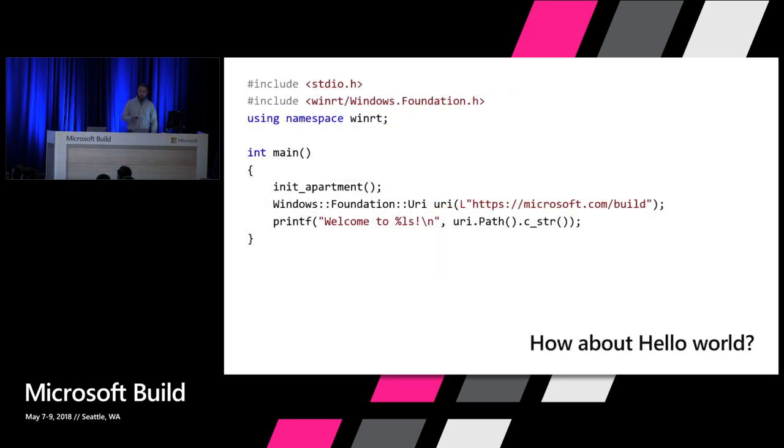As an example, let's look at this little bit of code here. This is just a simple console app. I'm not really focusing on the code, but on how the code is compiled. So I'm calling printf, which means I include stdio, and I'm calling some Windows API, Windows Foundation URI. That comes from the Windows Foundation namespace.